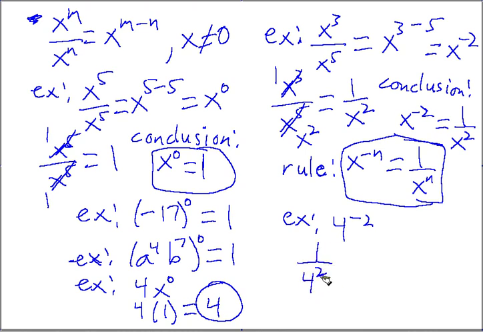Can we see that? All right. Again, once I bump it down, it becomes positive, the exponent I'm talking about. Well, that's just 1 over what then? What's 4 squared? Well, that's 16, right? So 1/16 is the answer.